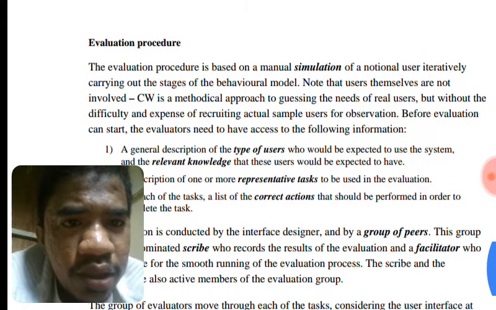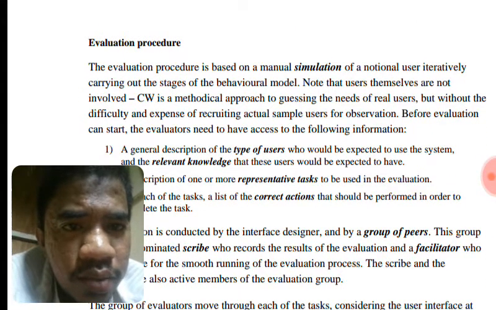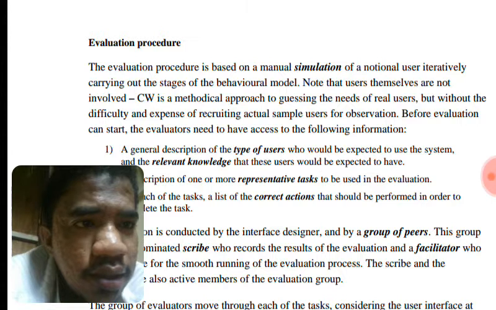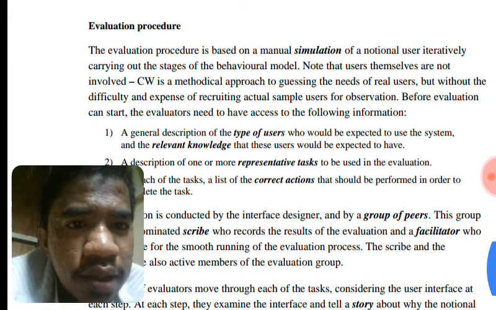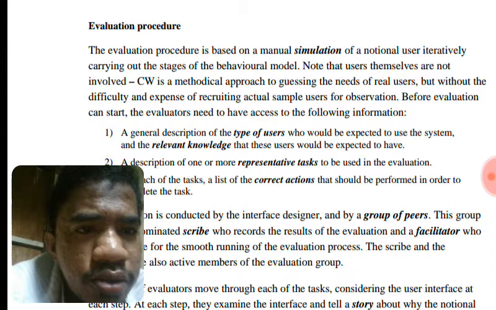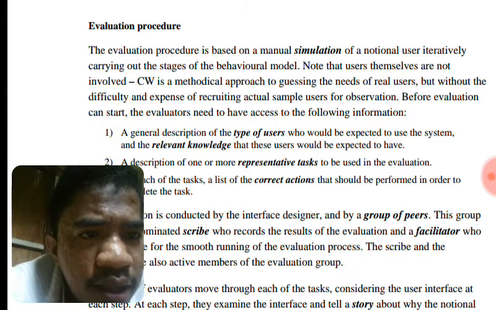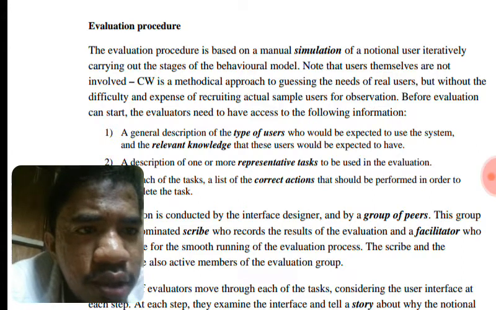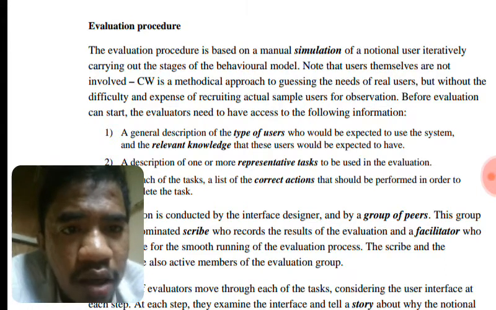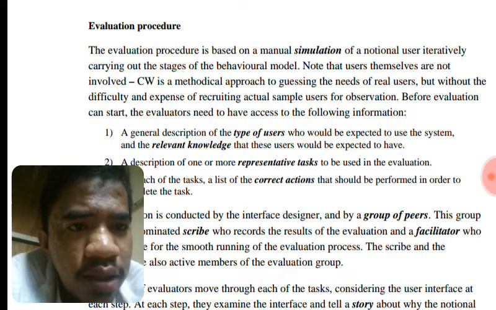Evaluation procedure. The evaluation procedure is based on the manual simulation of the notional user interactively carrying out the stages of the behavior model. The users themselves are not involved. CW is a methodical approach to guessing the needs of a real user, but without the difficulty and expense of requiring actual sample users for observation.